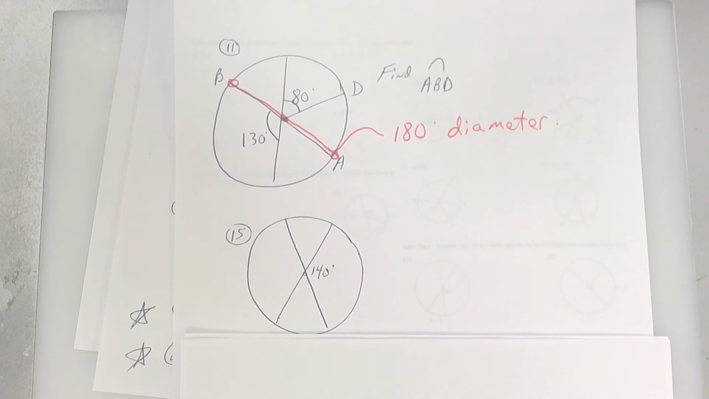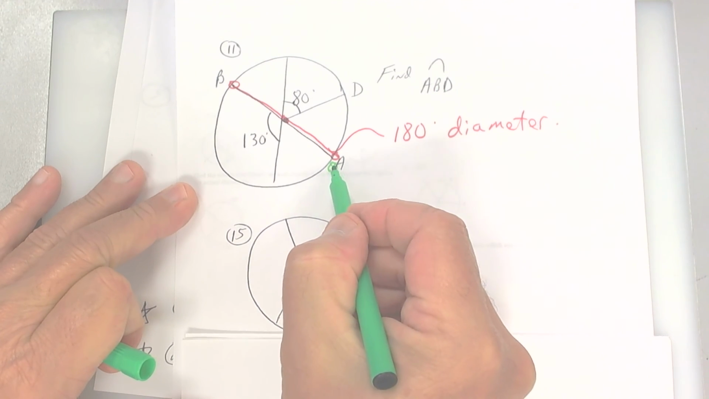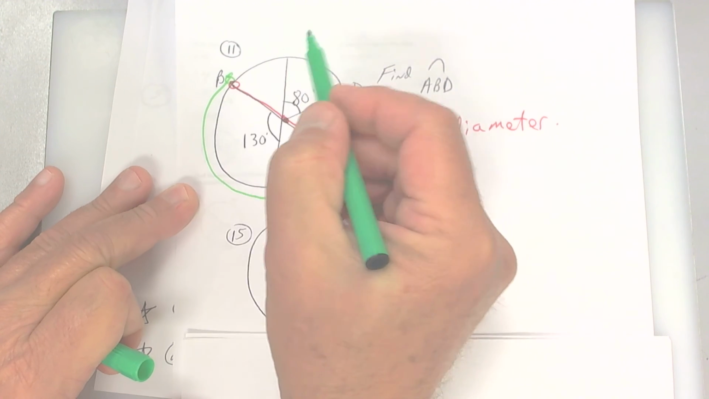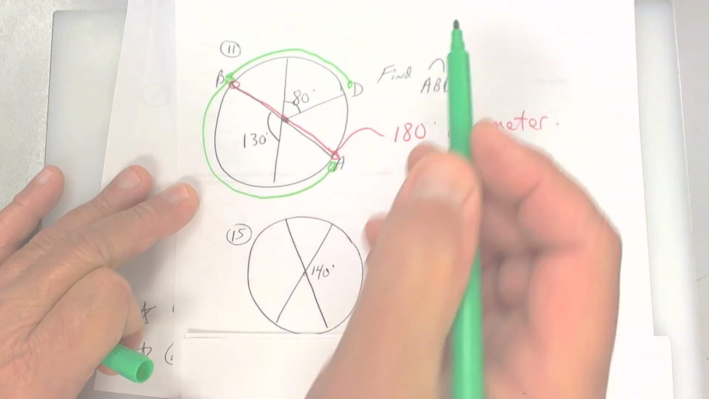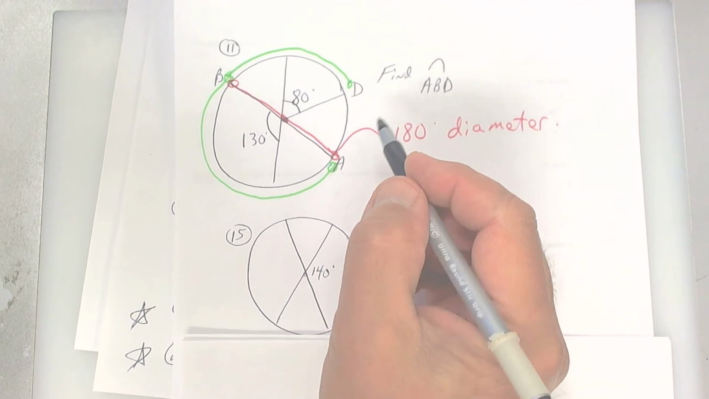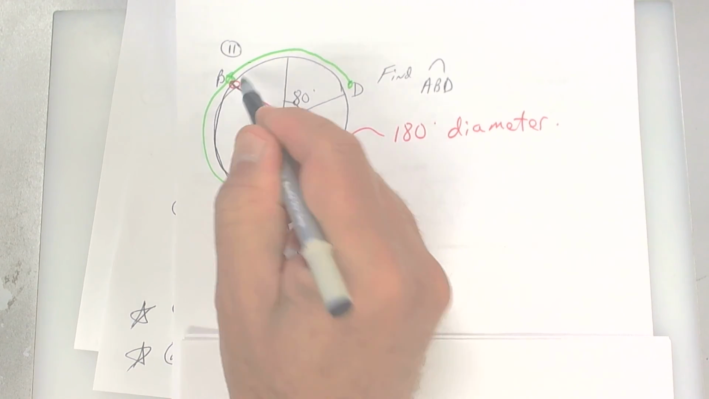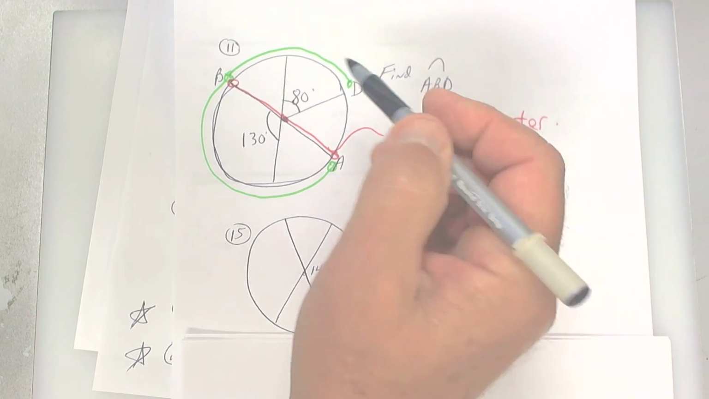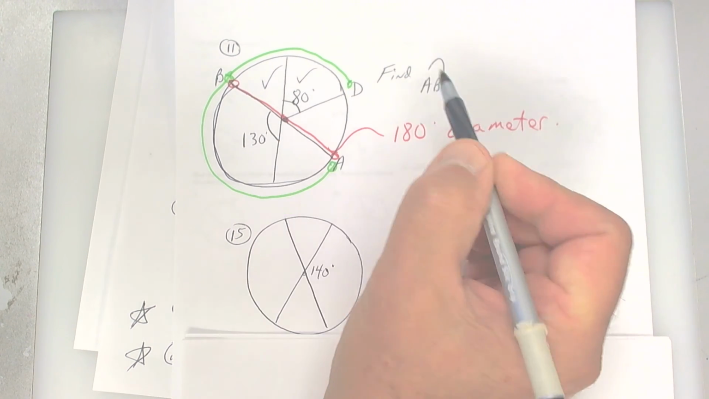Well, they want me to find arc A. Let me use a different color. They want me to find arc A from here, B to here to D. So they want me to find the degrees from there to there. Well, let me think about this. We know that this is a diameter, so that's 180. So we have from here to here is 180. And then we have to add up these two right here.